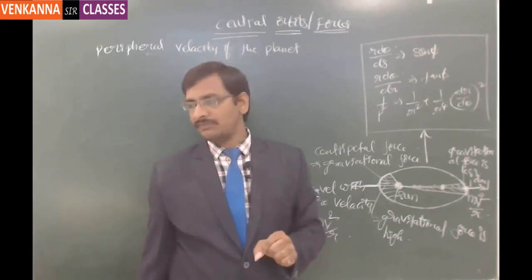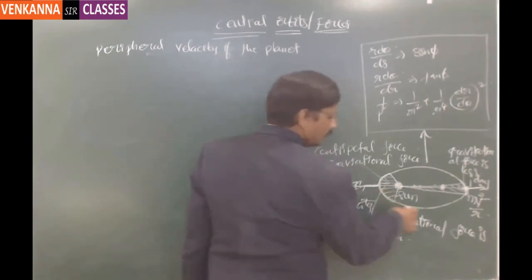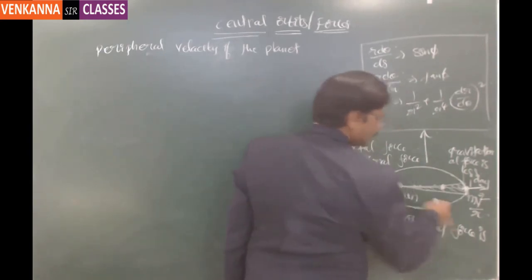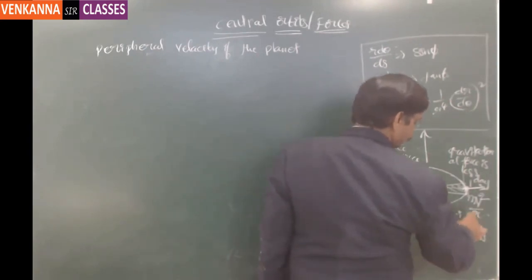Now as it is changing its velocity, we should be able to understand what will be its velocity at any position vector. That velocity we call the peripheral velocity. So at any location, suppose I take it here, this is the tangential velocity at this location, this is the peripheral velocity.